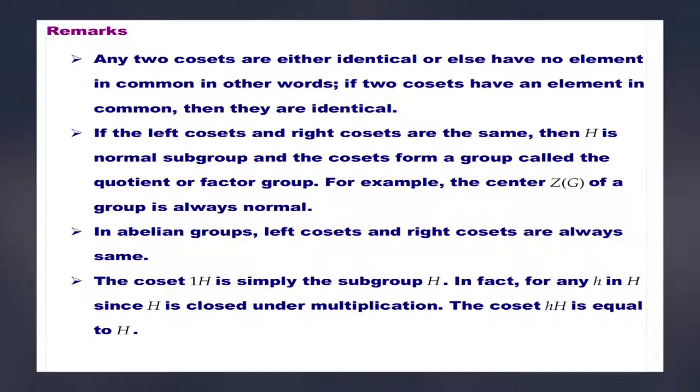See some remarks here. The remarks are, any two cosets are either identical or else have no element in common. In other words, if two cosets have an element in common, then they are identical. If the left cosets and right cosets are the same, then H is a normal subgroup and the cosets form a group called the quotient or factor group. For example, the center Z(G) of a group is always normal. In abelian groups, left cosets and right cosets are always the same. The coset 1H is simply the subgroup H. In fact, for any h in H, since H is closed under multiplication, the coset hH is equal to H.